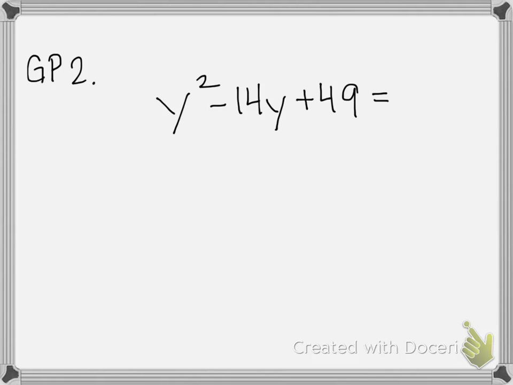This is your second guided practice problem, so please copy down this problem. It says y squared minus 14y plus 49 equals 0. Take a moment please to pause the video, try to factor that trinomial, and then set it equal to 0 so you'll find out what the solutions are.